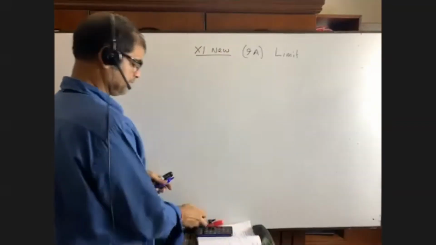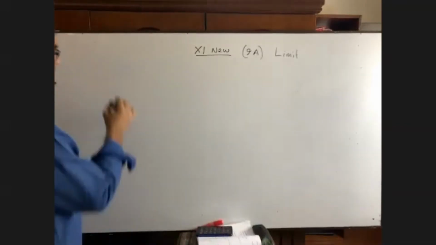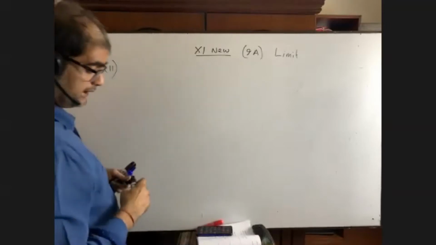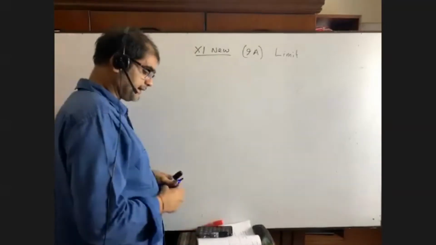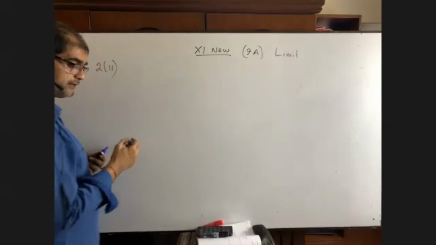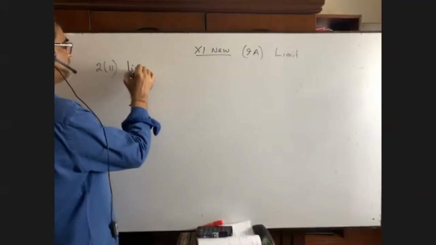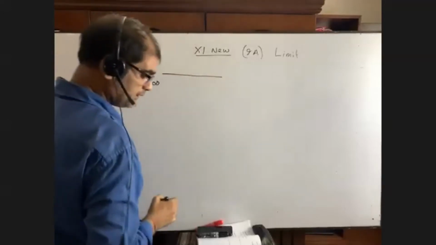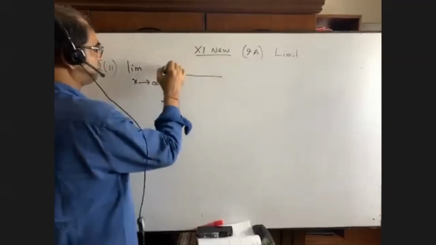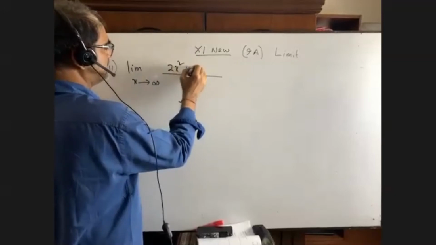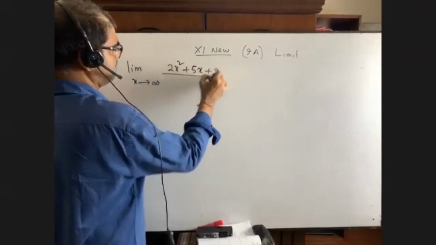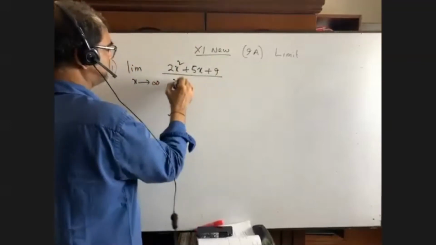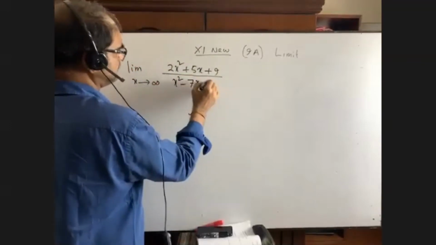Now you see another math, question number 2. You see, it is limit, the same thing. x tends to infinity. Write down limit x tends to infinity. Then it is 2x square plus 5x plus 9 by x square minus 7x plus 3.